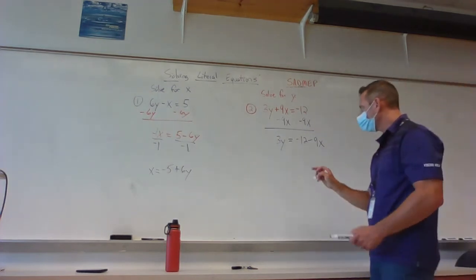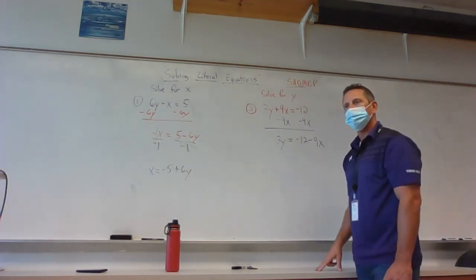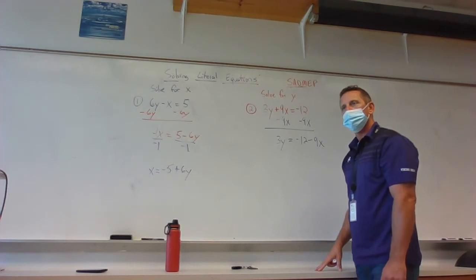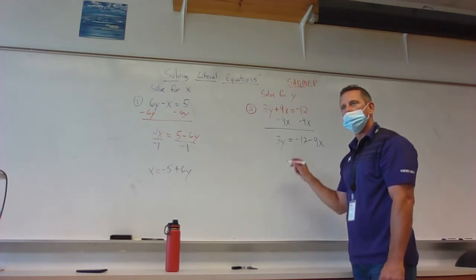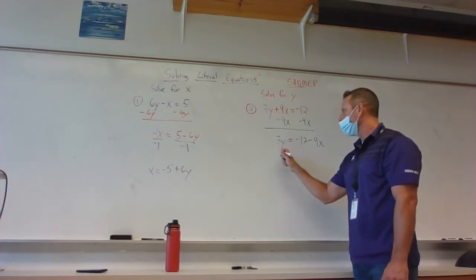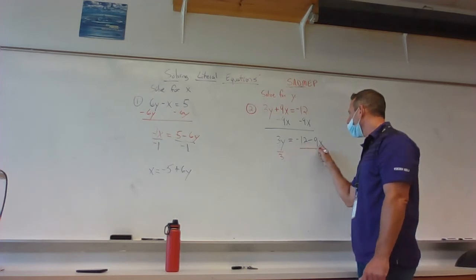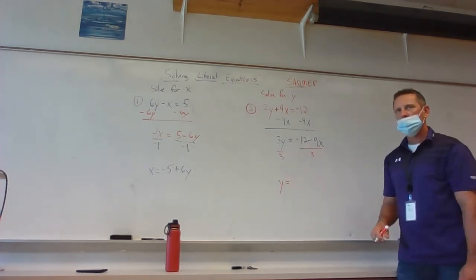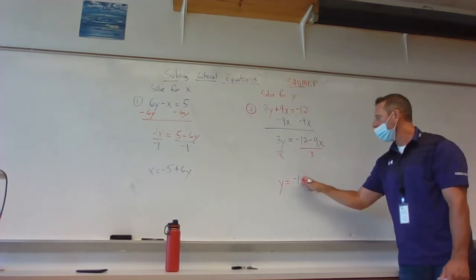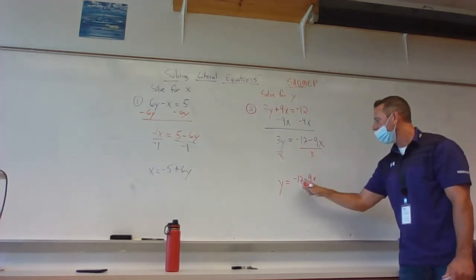Isa? I'm just going to ask the other candidate. No. Okay. I'm asking what we divide by, though. I don't know. Brandon? Divide by 3. It's 3 times y. Divide by 3. So we get y equals. Now, we could write our answer like this: -12 minus 9x over 3.